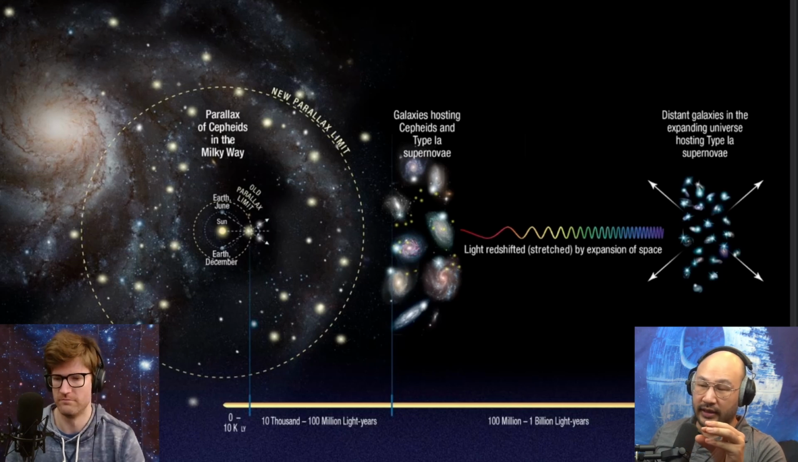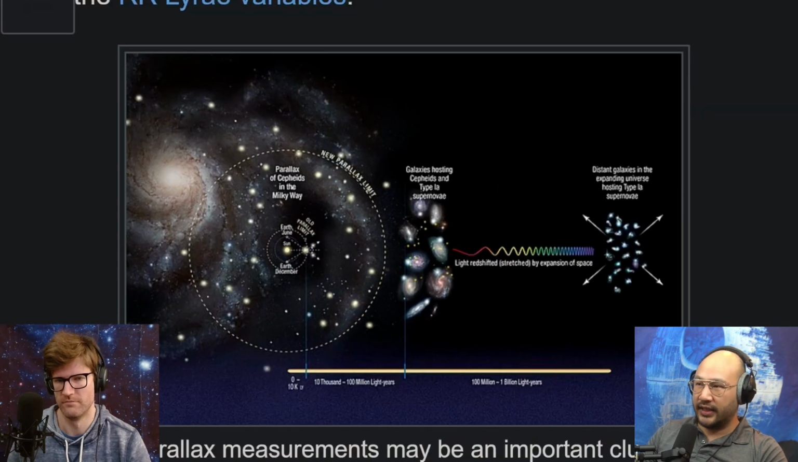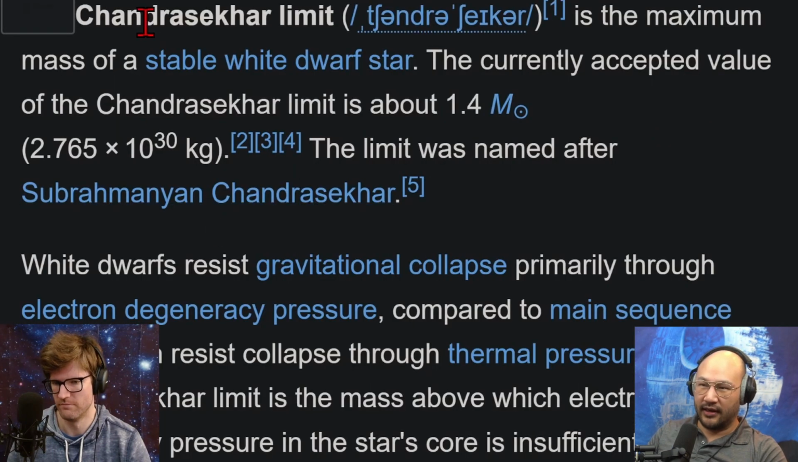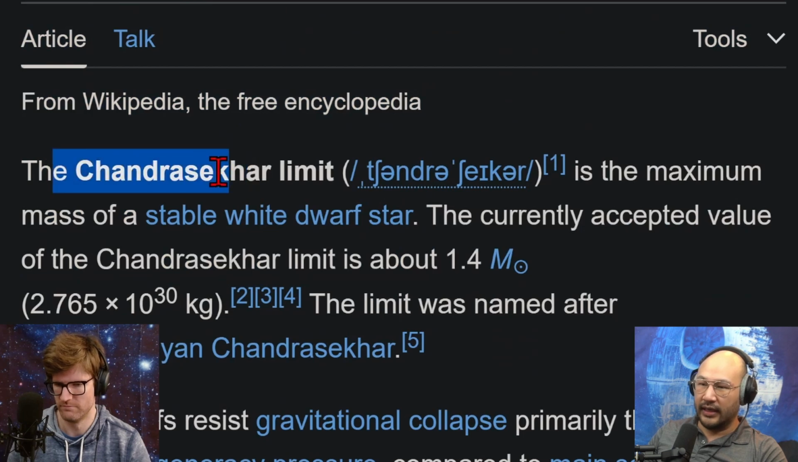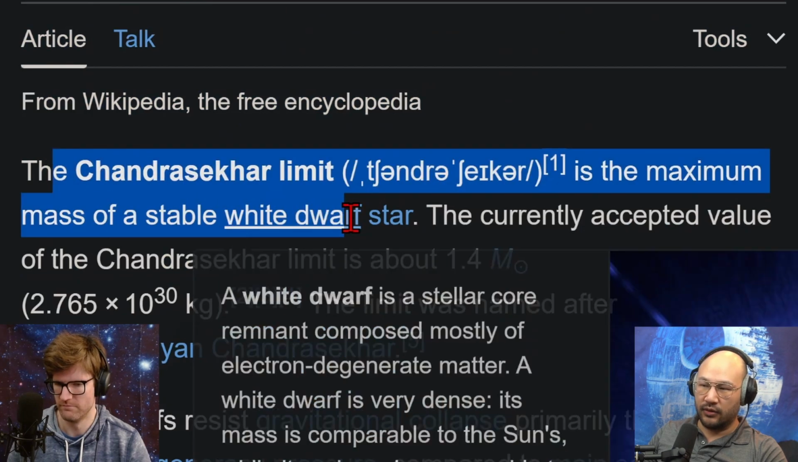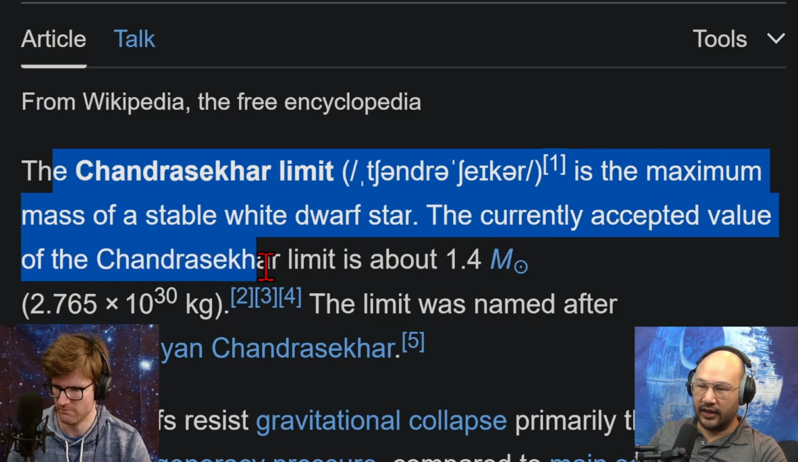If that core is able to steal gas from another star, then they reach the Chandrasekhar limit. The Chandrasekhar limit is the maximum mass of a stable white dwarf star. The currently accepted value of the Chandrasekhar limit is about 1.4 times the mass of our sun.